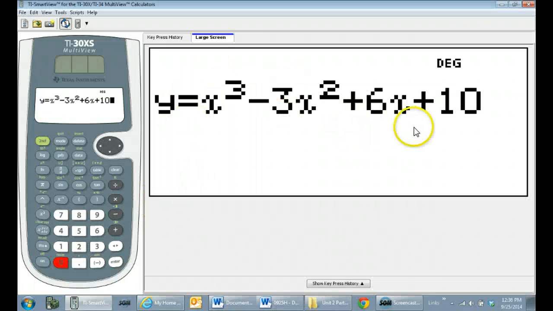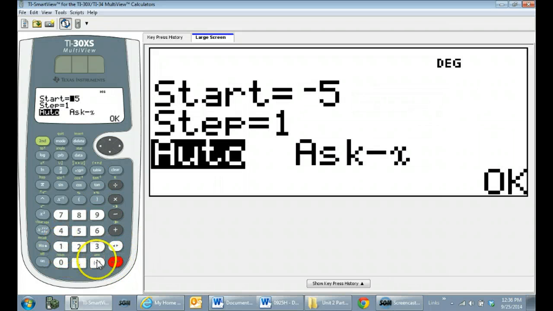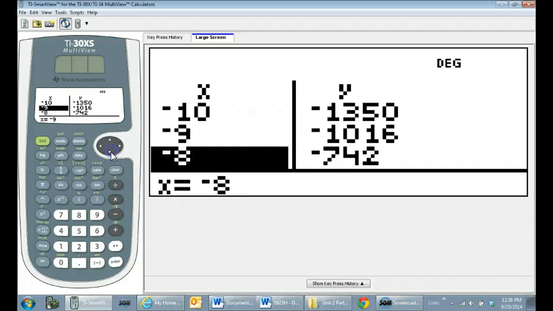All right, so here I've typed it into my calculator. I'm using the table feature. So I like to start from negative 10 because it rarely goes past that. And then I just scroll down from there.